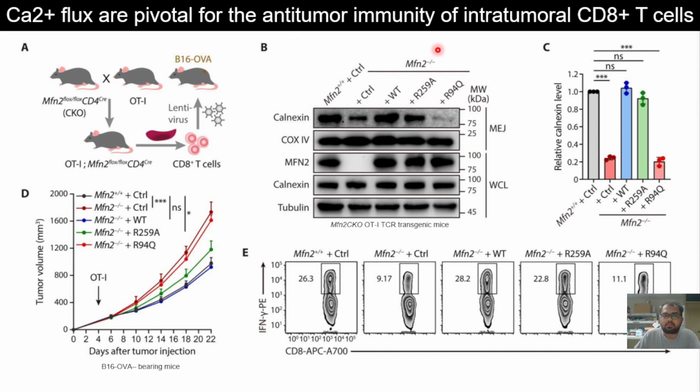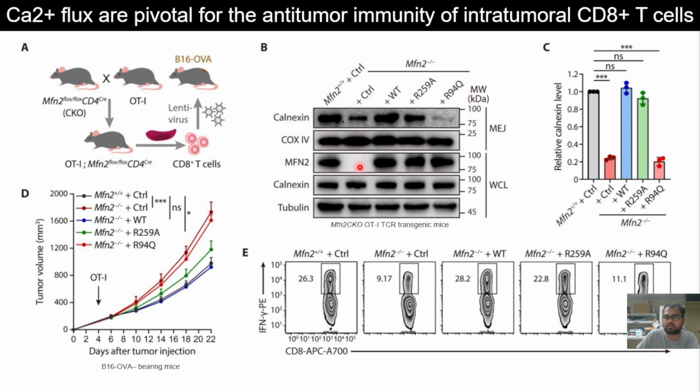In this case also they use the MFN1 knockout OT1 TCR transgenic mice, and you can see here in control, in wild type, and the functional variant, the mitochondria-ER junction is fine. But when this non-functional variant was transfected into the MFN2 knockout mice, there was less mitochondria to ER interaction. So this control is MFN2 knockout, and then the variants are expressed.